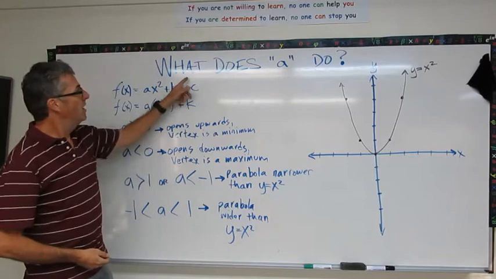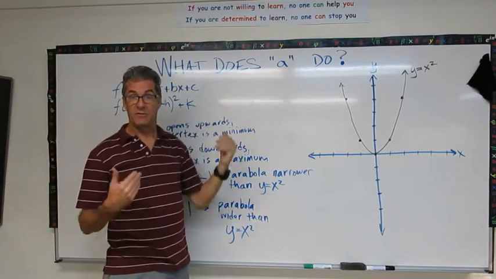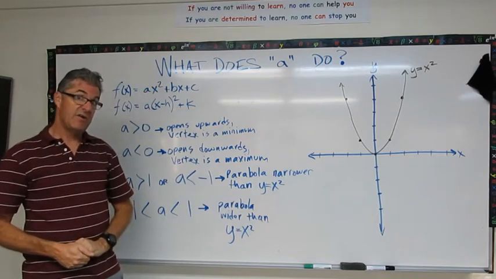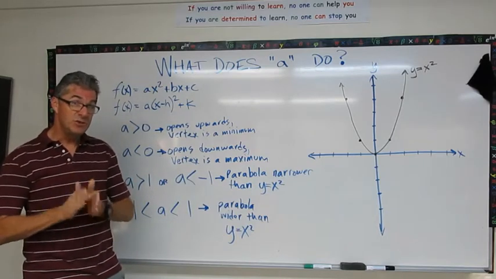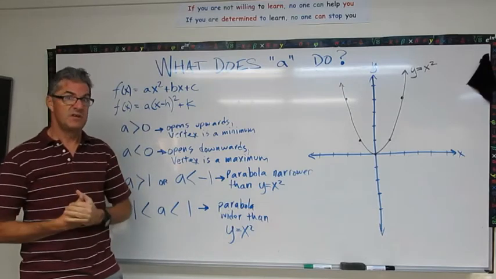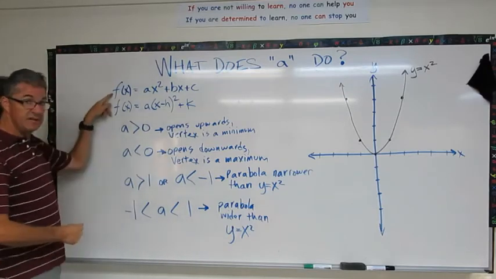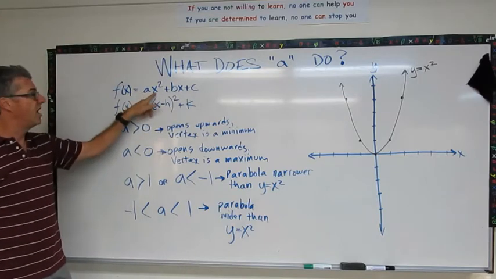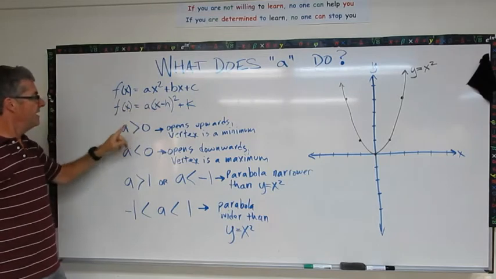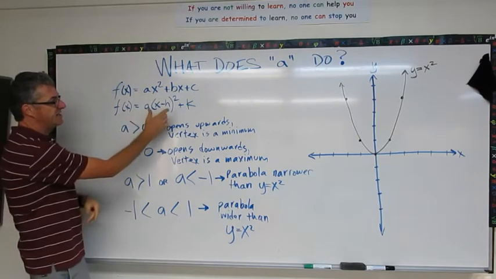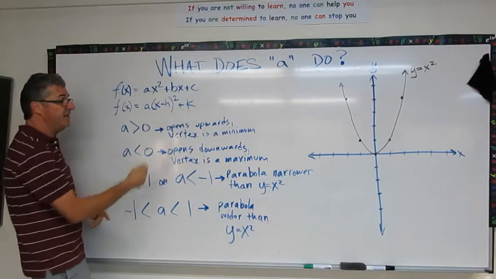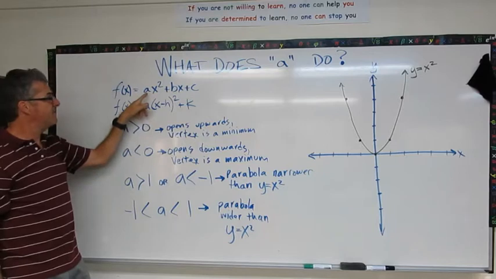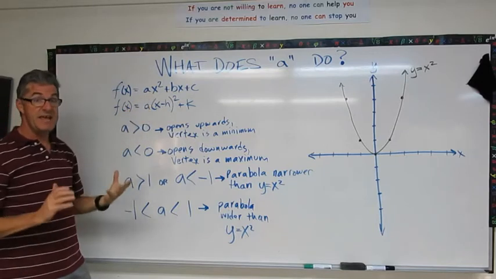Today's topic: what does a do? So this is the a coefficient in a quadratic function. It shows up in two places, in both forms of the quadratic function. In standard form, ax squared plus bx plus c, the a is just the coefficient on the x squared term. In vertex form, f of x equals a times (x minus h) squared plus k, remember, the vertex here is (h, k). This a is the same as that a. Does the same thing, is the same number.